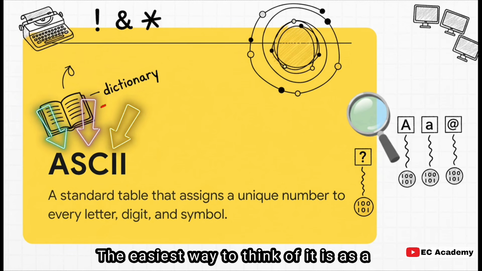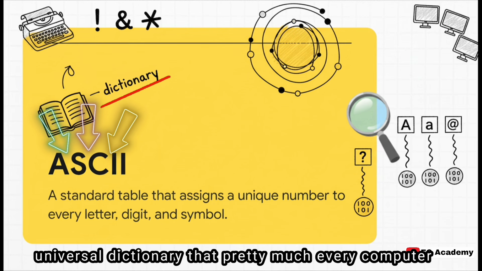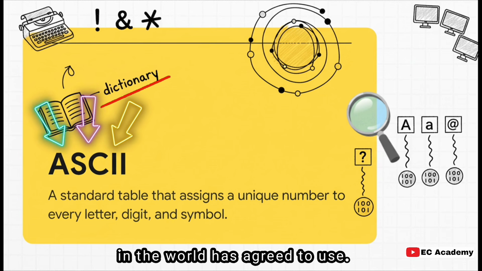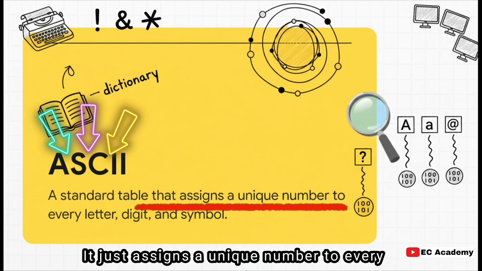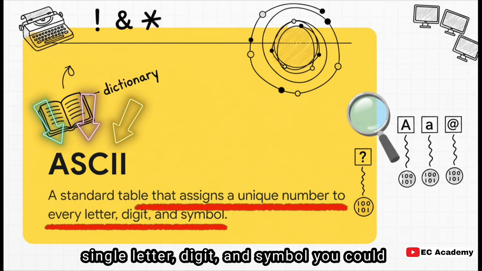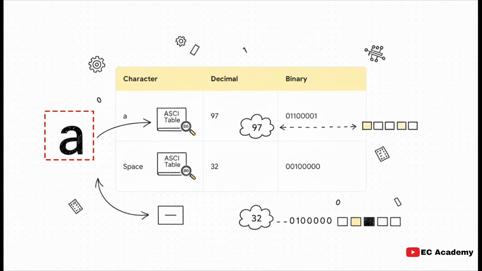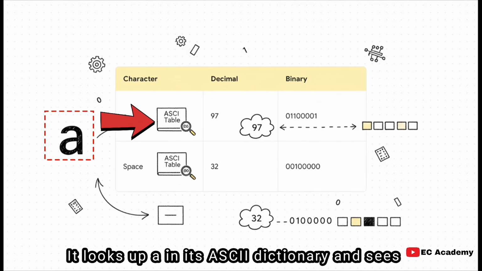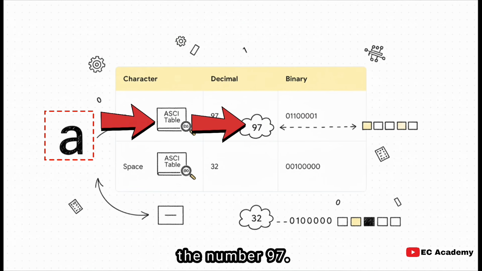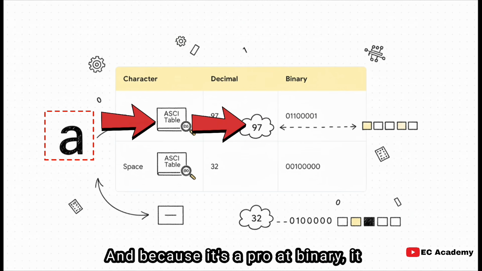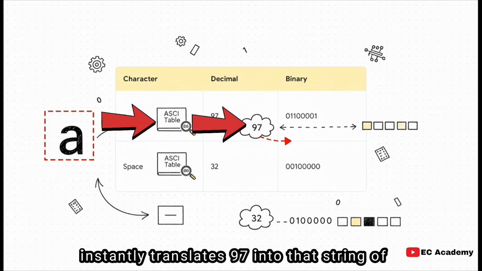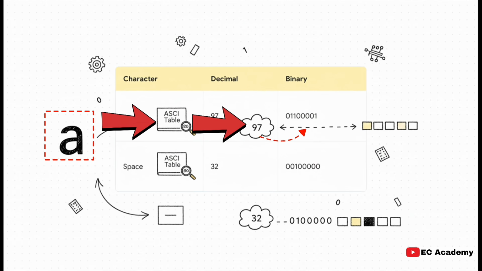The easiest way to think of it is as a universal dictionary that pretty much every computer in the world has agreed to use. It just assigns a unique number to every single letter, digit, and symbol you could type. So, for instance, when you type a lowercase a, the computer doesn't see a letter. Nope. It looks up a in its ASCII dictionary and sees the number 97. And because it's a pro at binary, it instantly translates 97 into that string of ones and zeros.